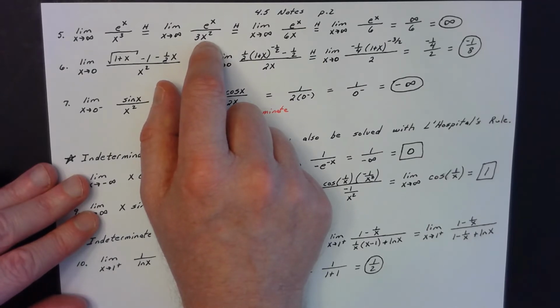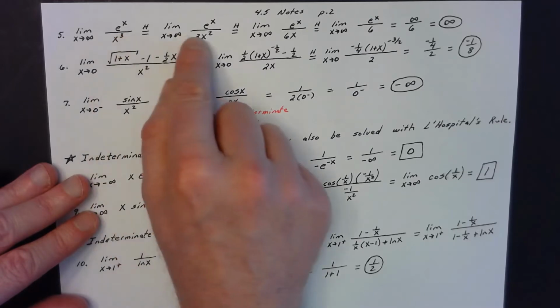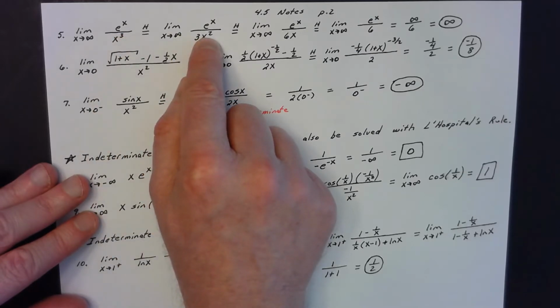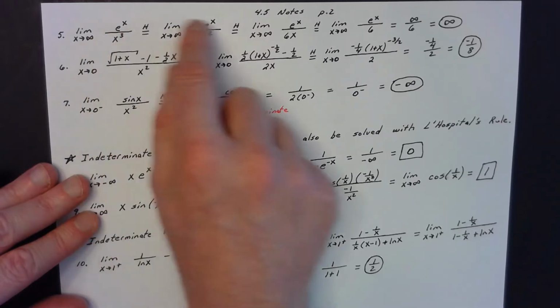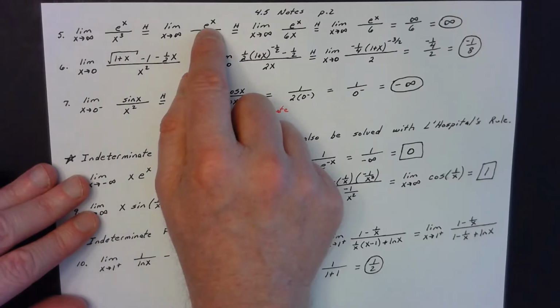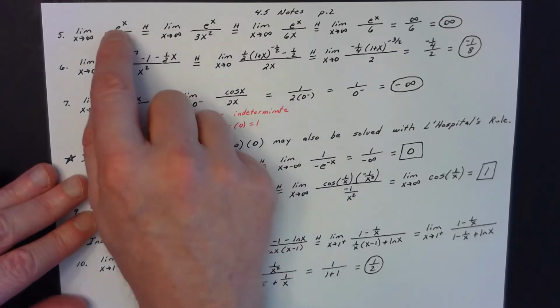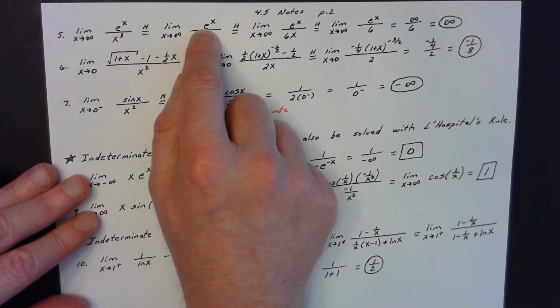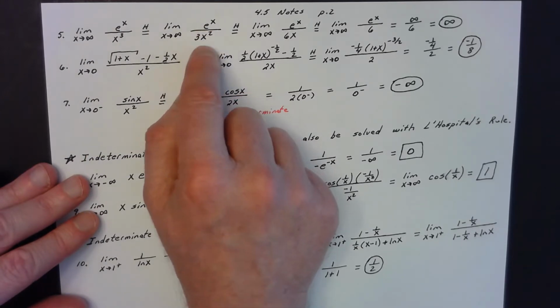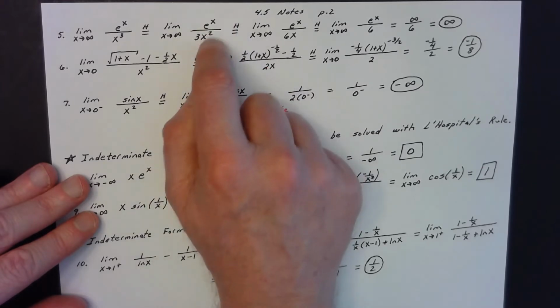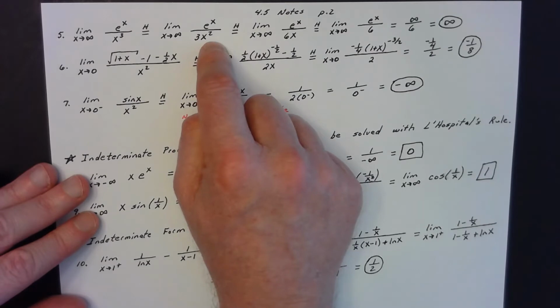Look what's going to happen each time you take the derivative of the denominator. That polynomial is going to be losing power. What happens to the exponential function in the numerator? Nothing. Derivative of any exponential function is that exponential function. So I can see that that infinity, it's not going away in the numerator. However, it will eventually go away in the denominator. Technically, in this step, it's still infinity over infinity.